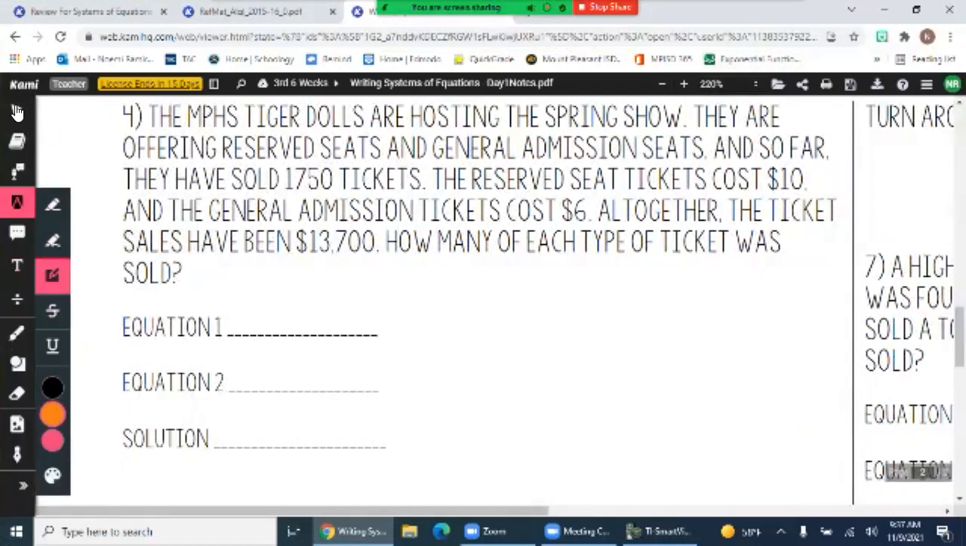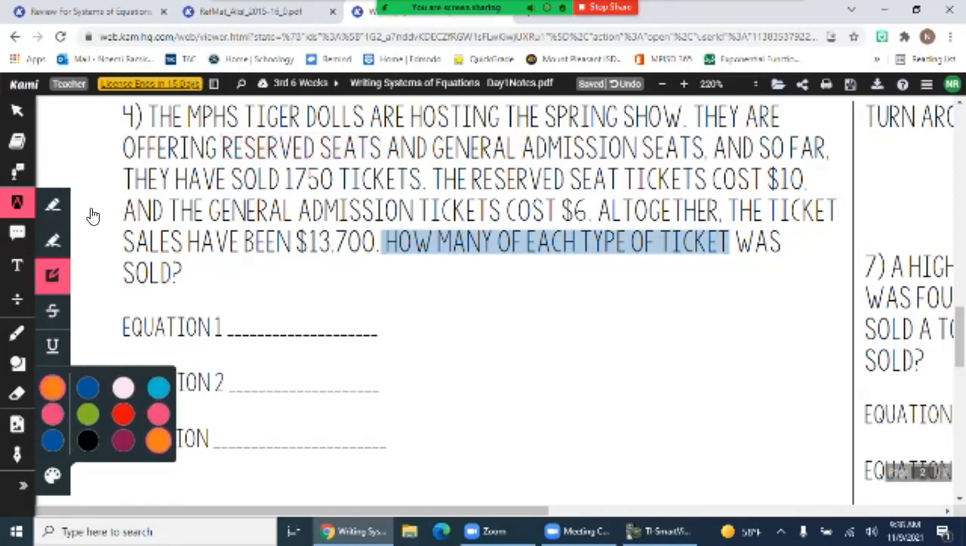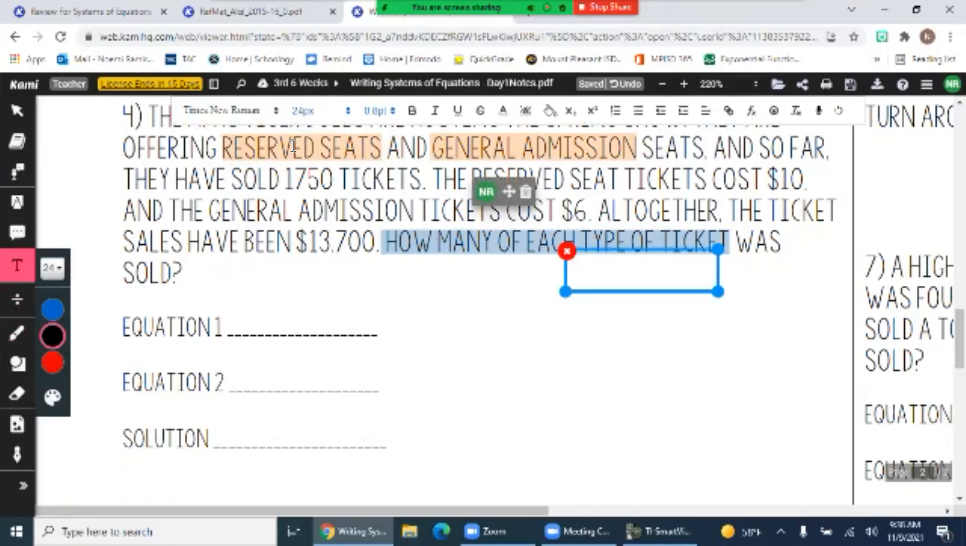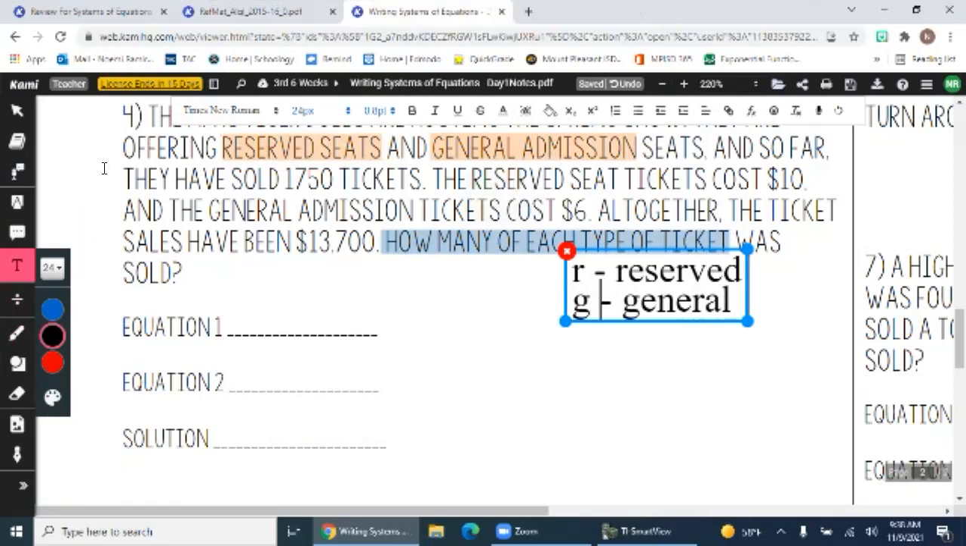So remember, you could always go to the question to give you a hint at what the variables are. So in this one, it's talking about how many of each type of ticket. So I'm looking for types of tickets to find my variables. So my variables are going to be reserved. I think I was highlighting variables in yellow. Reserved and general. Okay, so I'm going to use R for reserved and G for general. Sorry. Here we go. R for reserved, G for general.